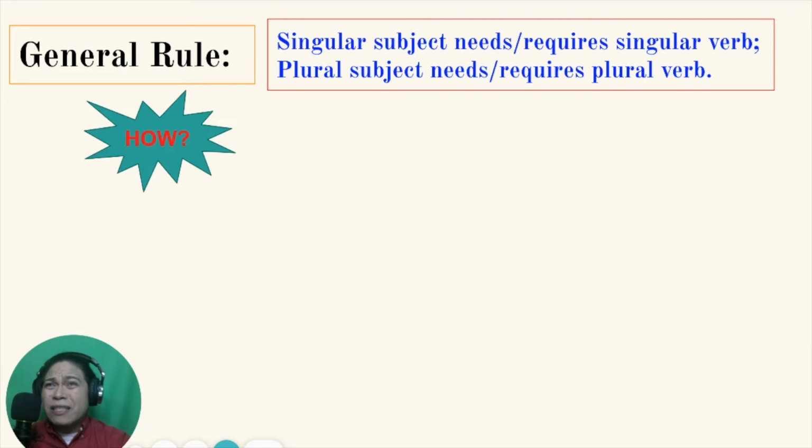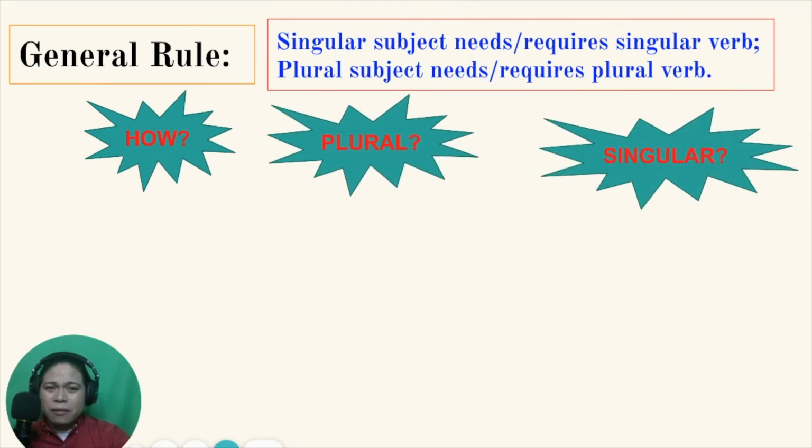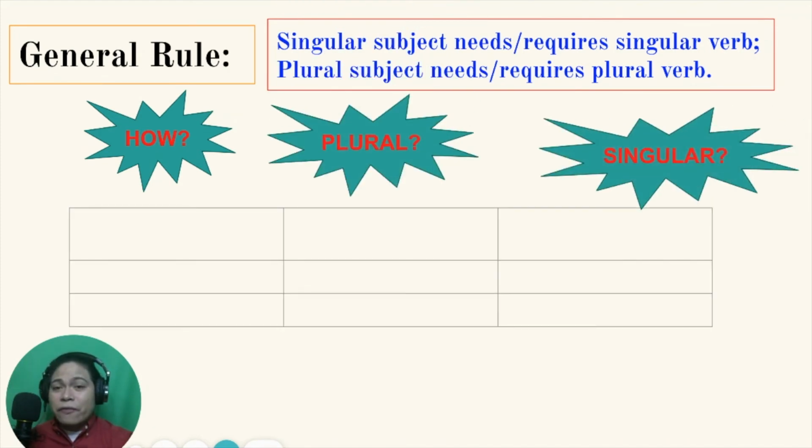Now, how do we know that it's singular? How do we know that it's plural? I have here a tabular presentation for you to determine what is a singular subject and singular verb, and plural subject and plural verb. So we have here the subject and the verb, of course. Let's focus first on the singular part. Okay, let's have the singular. I will give you the word boy.